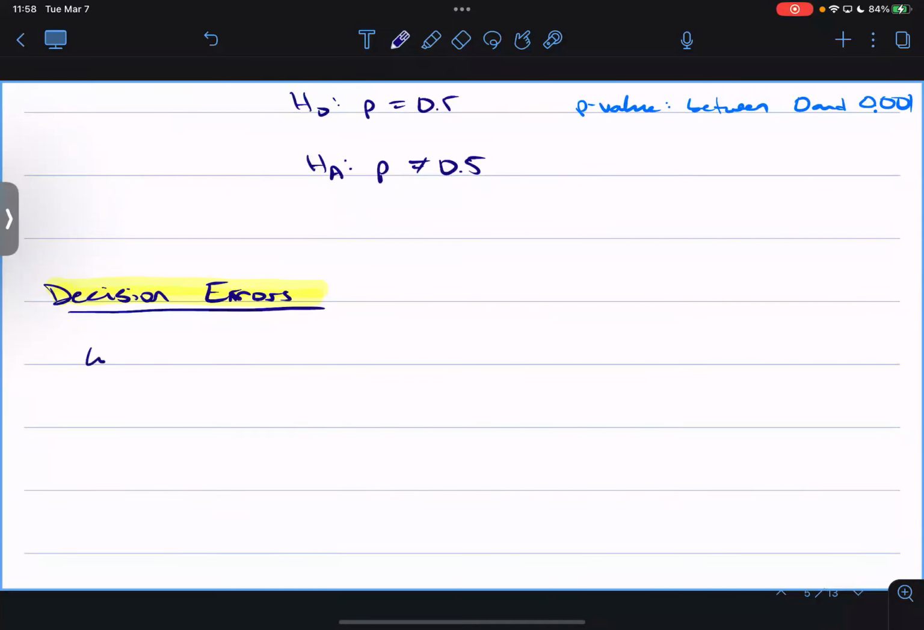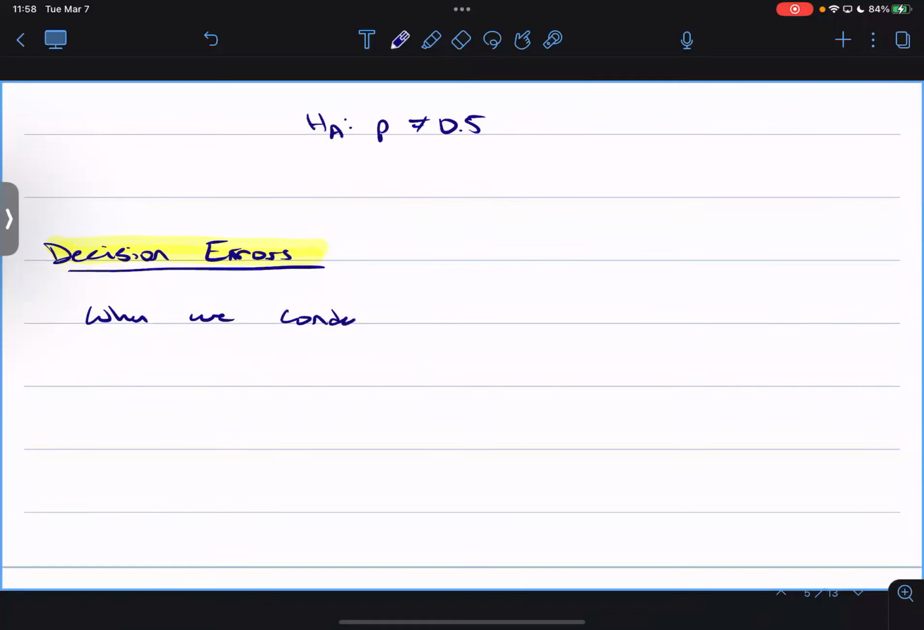When we conduct a hypothesis test, right? Regardless of what we did, we either reject H naught or we fail to reject H naught, which means we don't have enough evidence to reject H naught. So when we do either one of those two options, which are our only options, there's a chance that we're wrong, right? So there's always a decision error, but it depends on what our conclusion was.